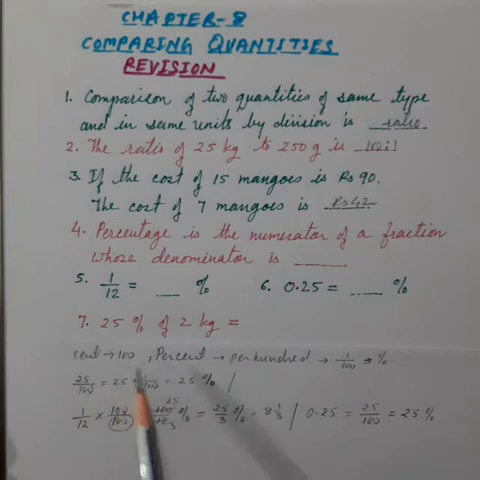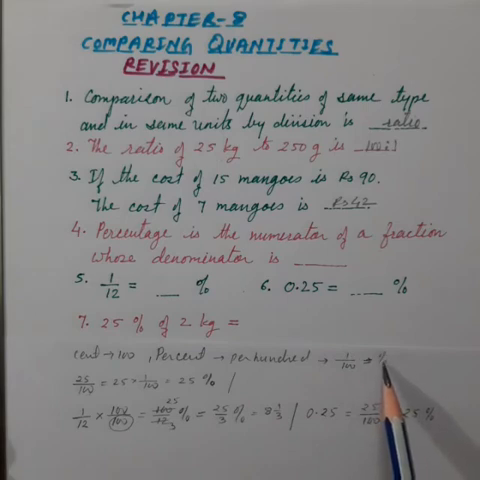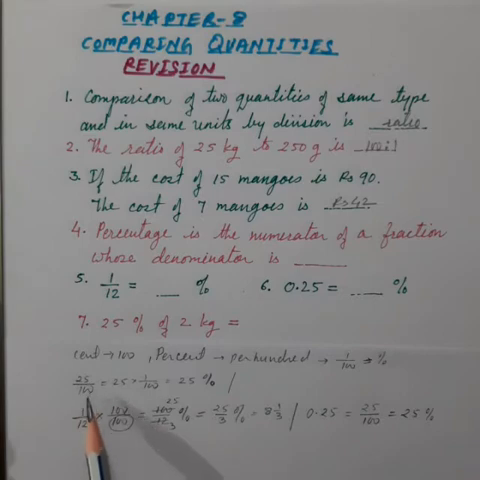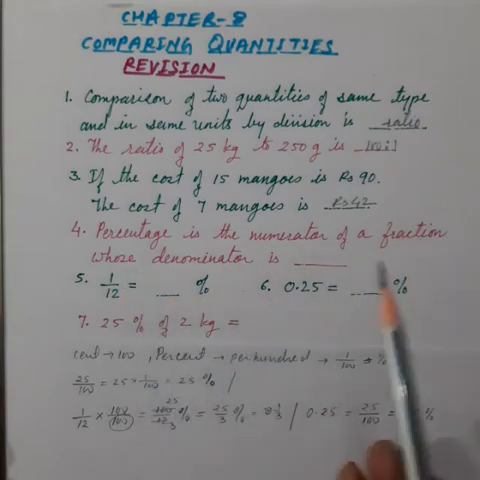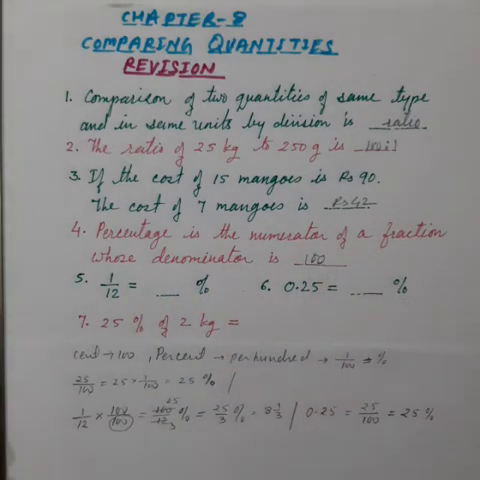Cent means 100. Per cent means per 100. Per 100 or 1 by 100 is written as this symbol, percent. Any fraction with denominator 100 can be written as percentage. Here for this 100 in the denominator, percent sign is written, and 25 is the numerator of the fraction whose denominator is 100. So, percentage is the numerator of a fraction whose denominator is 100.